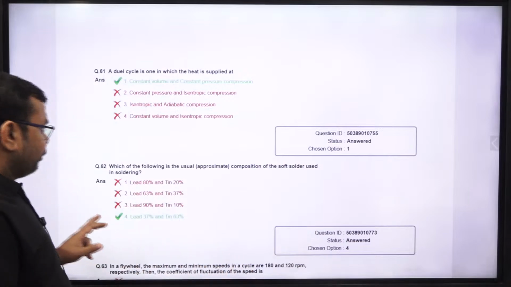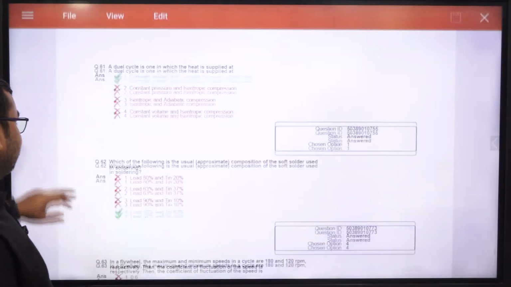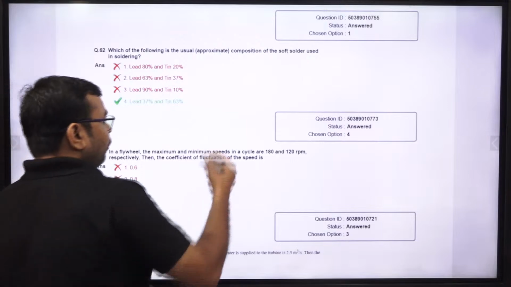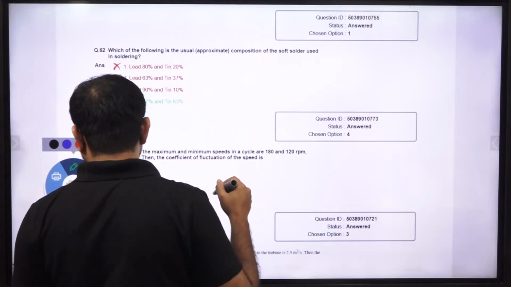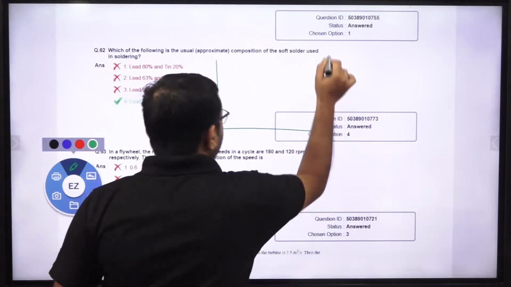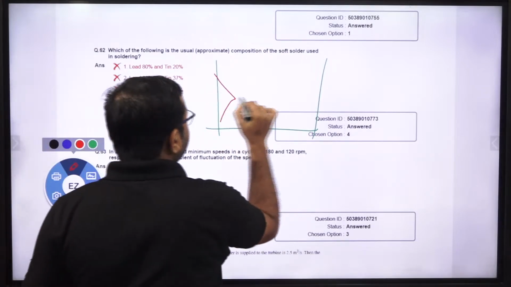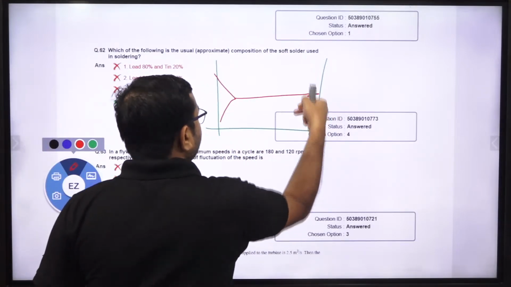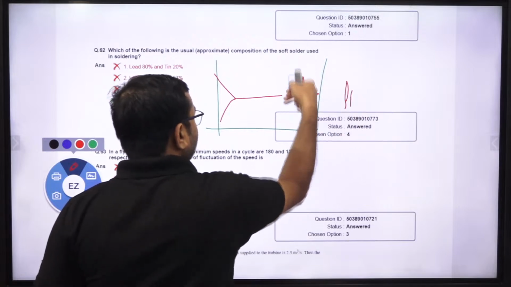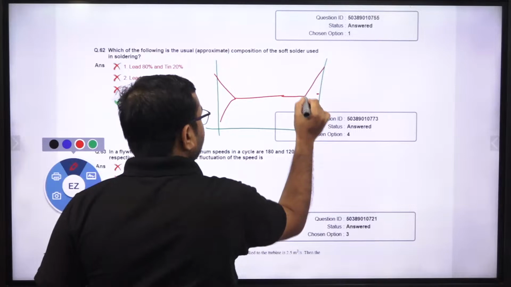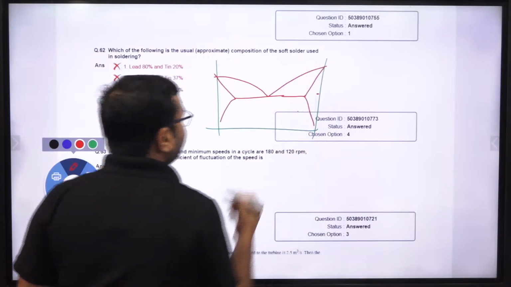Is it clear? Okay, so let's see this question. Which of the following is the usual approximate composition of the soft solder used in soldering? If you have studied the eutectic phase diagram of lead and tin, then you can see here I am going to draw the phase diagram like this. It is looking like this, correct?